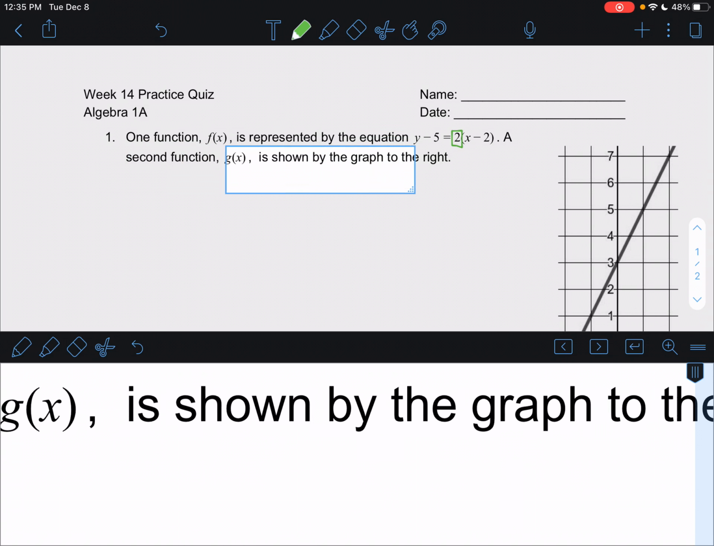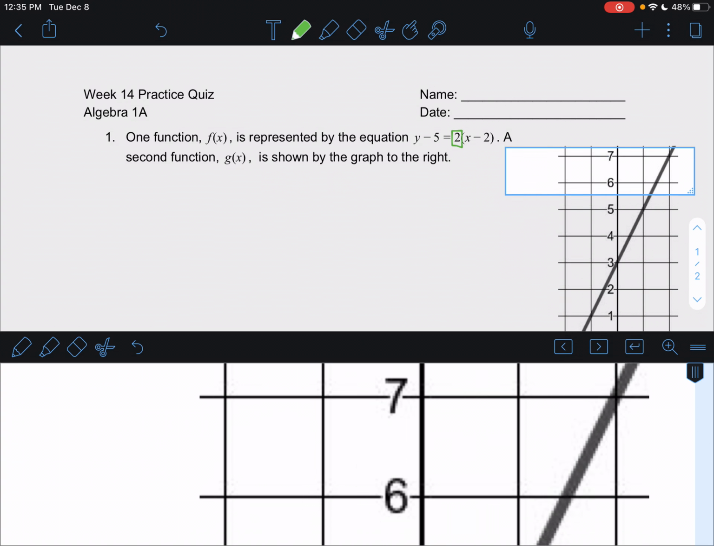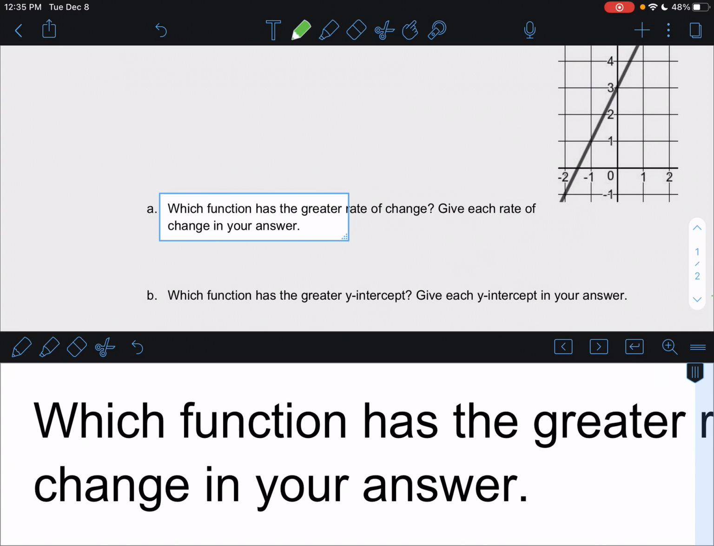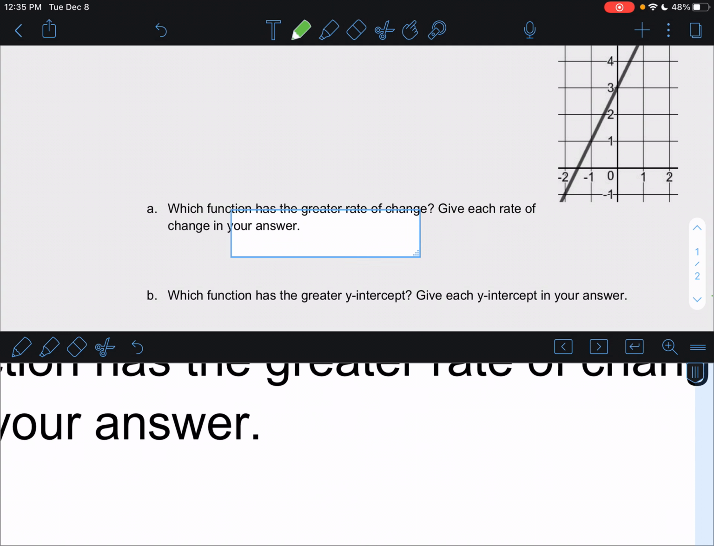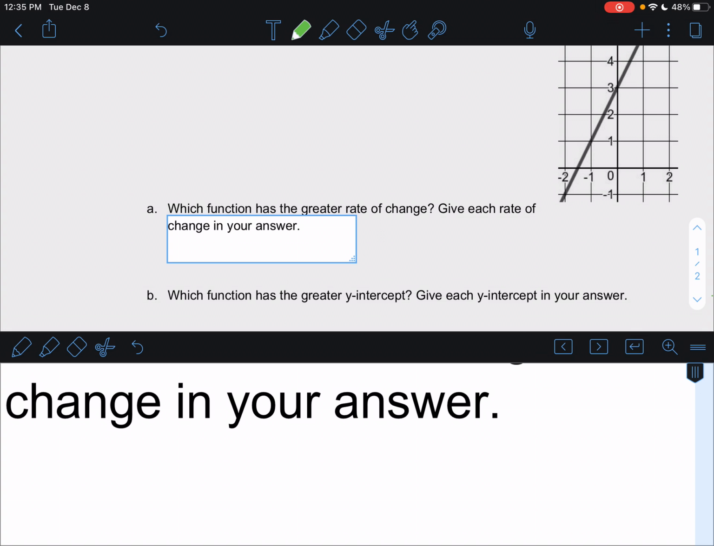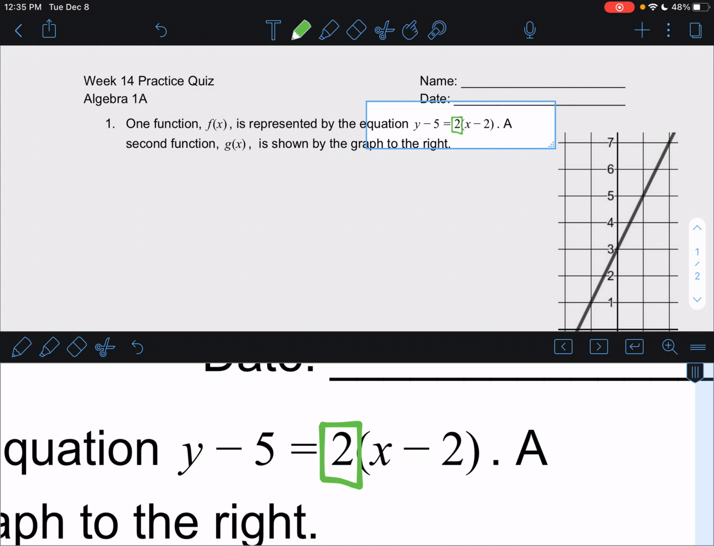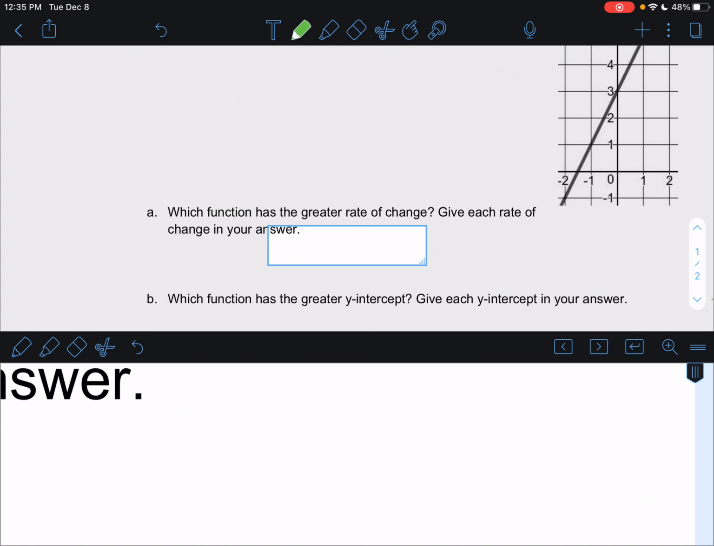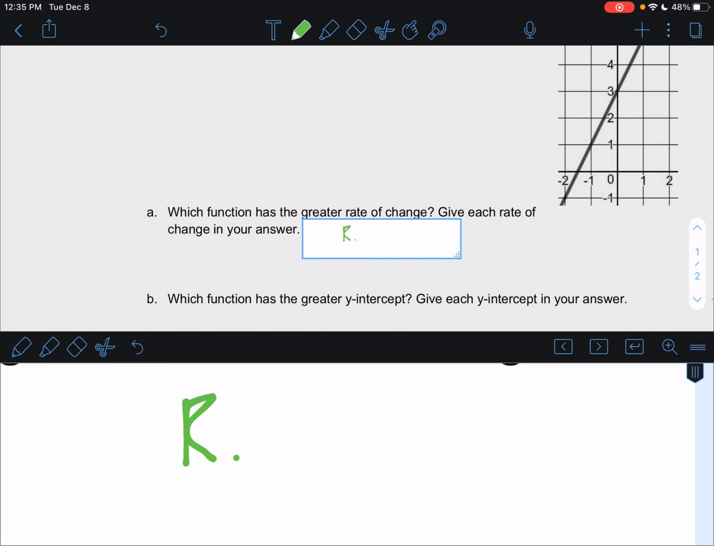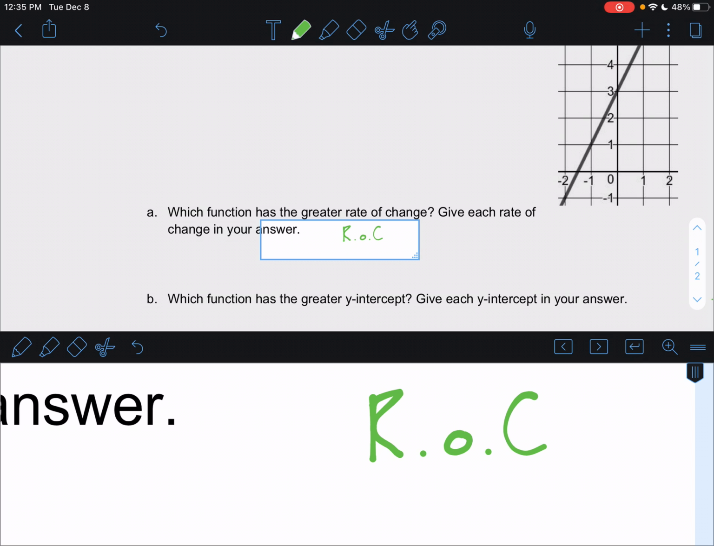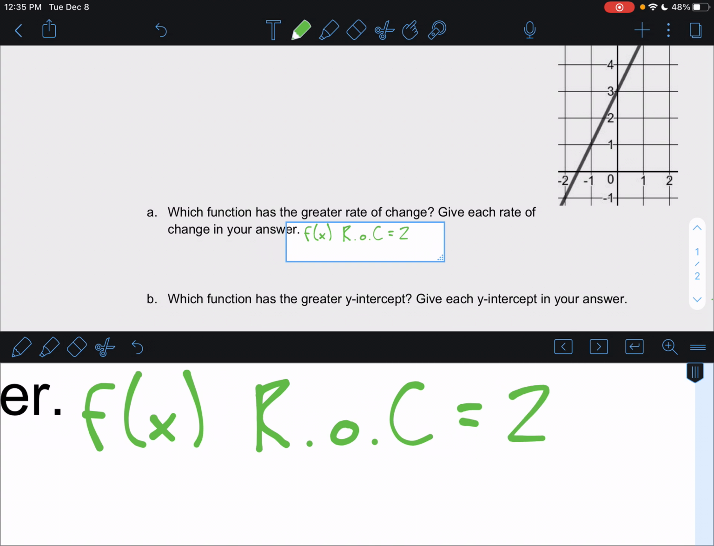The second function, g of x, is shown by the graph to the right. So this graph here is g of x. Which function has the greater rate of change? Give each rate of change in your answer. So the rate of change is the same as the slope. I said that the slope is the number outside the parentheses, so this 2. So the rate of change for f of x is going to be 2. I'll just say f of x ROC equals 2.